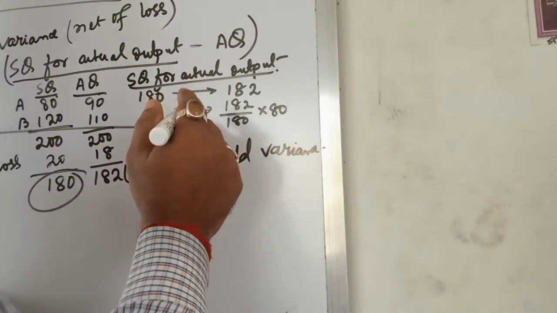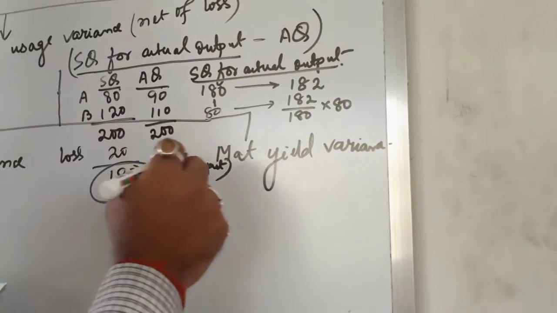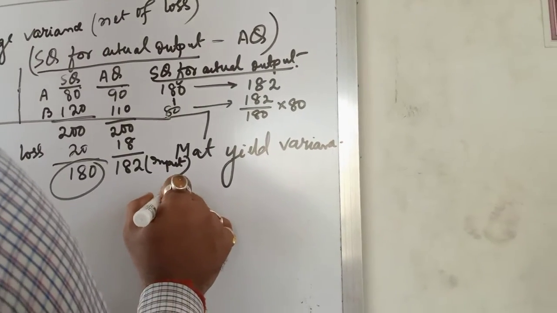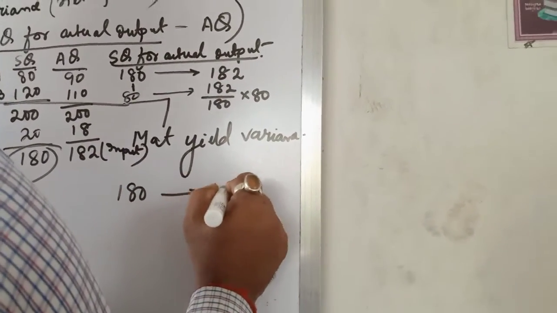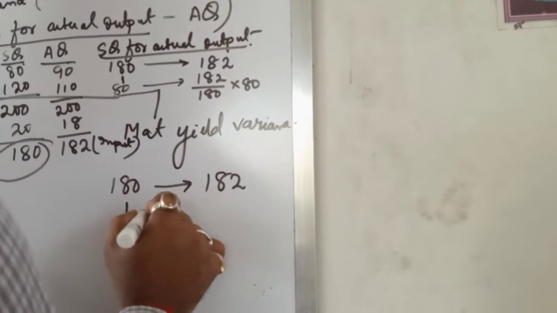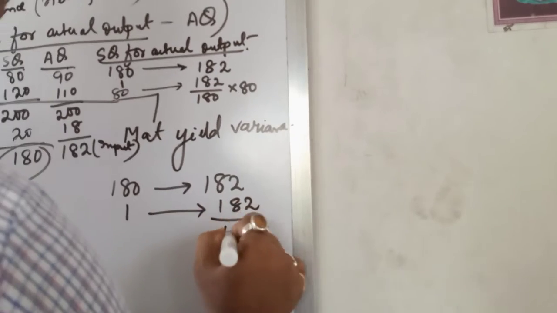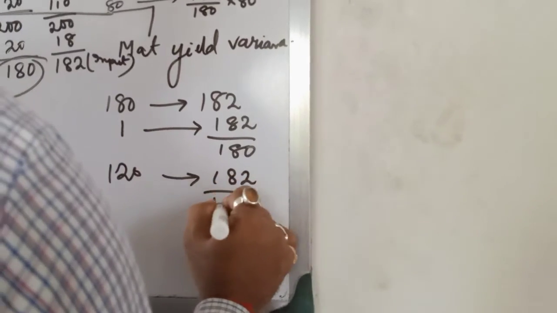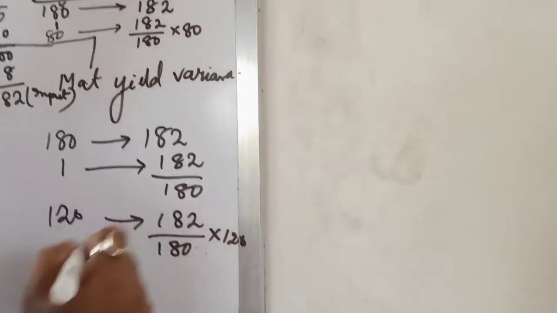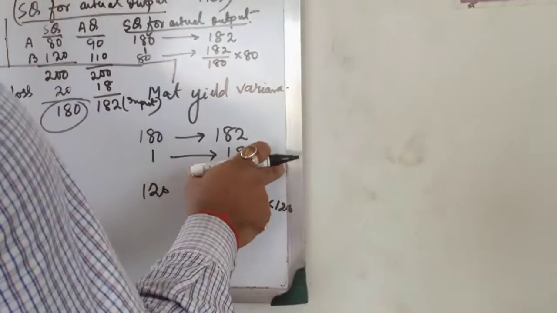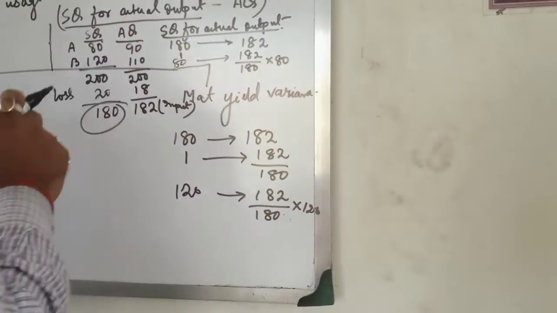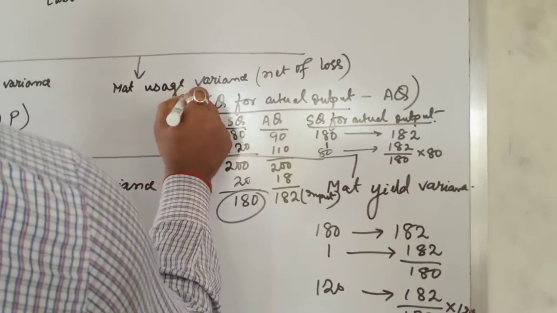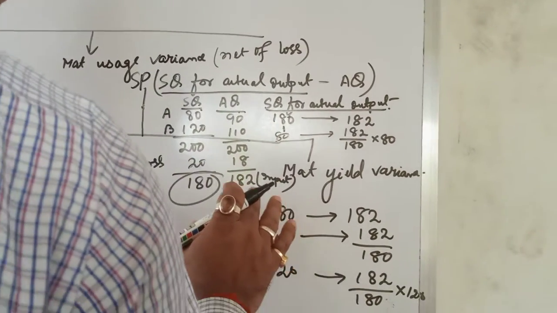Life is a unitary method. So in case of B also we can make the standard quantity for actual output. For 180 the actual is 182, for 1 it is 182 divided by 180, and for 120 it is 182 by 180 into 120. This is the standard quantity of material B for actual output, and then we compare it with the actual quantity and multiply it with the standard price to get the material usage variance.